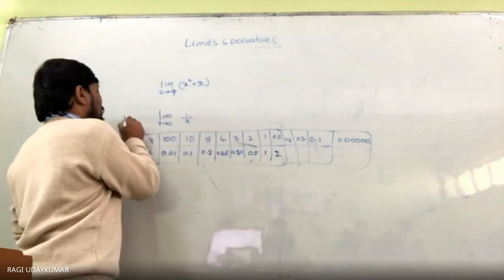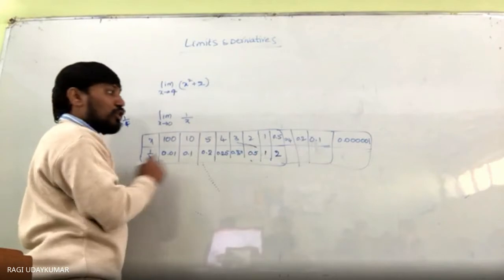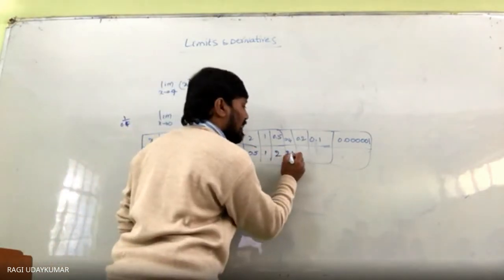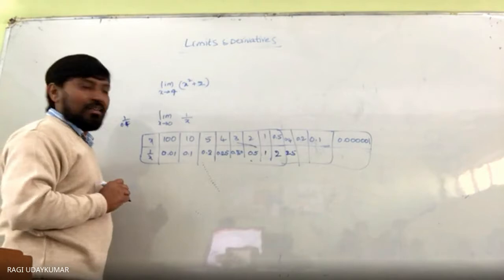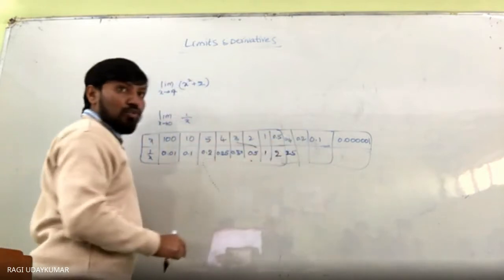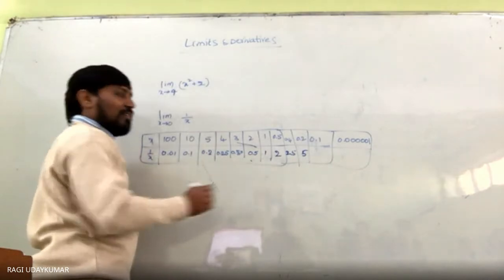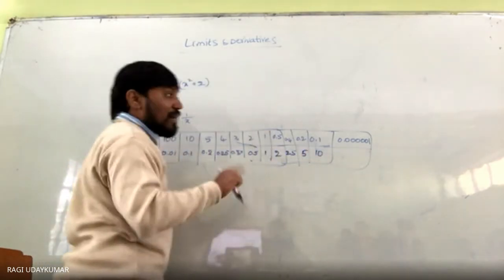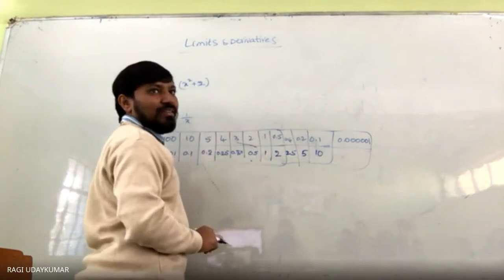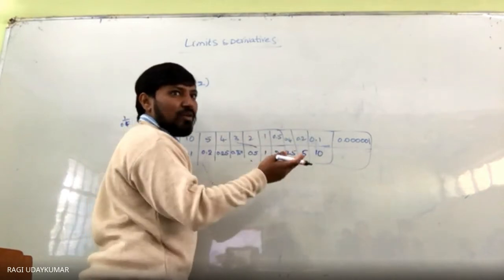And if the x value is 0.4, we get 2.5. Yes, the value is 2.5. If the x value is 0.2, it is 5. If the x value is 0.1, it is 10. When the x value is even smaller, a very big number you are going to get.